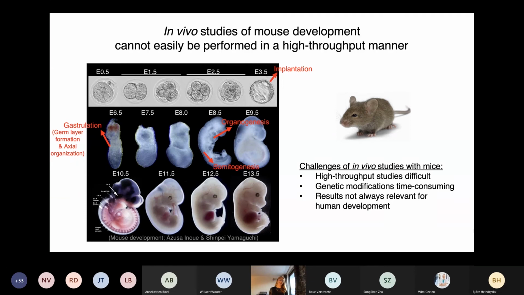The processes that direct embryogenesis are traditionally studied using animal models, such as mice, but these come with very important limitations. It's, for example, very difficult to obtain mouse embryos in large numbers, and that limits their use in high-throughput studies. It's also very time-consuming to generate genetically modified mouse lines, and of course, importantly, results obtained with animal models are not always relevant for human development.